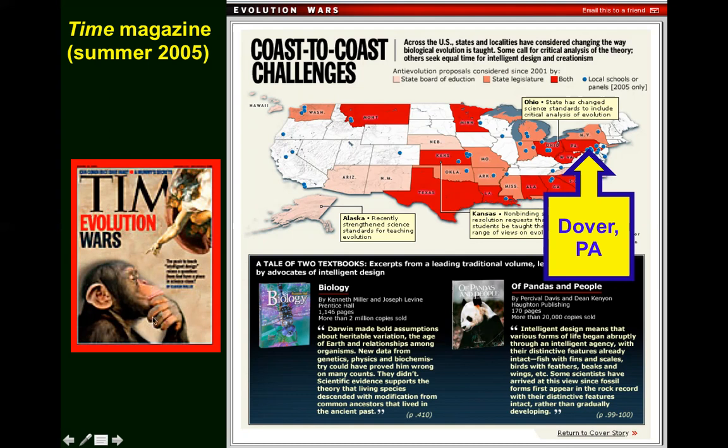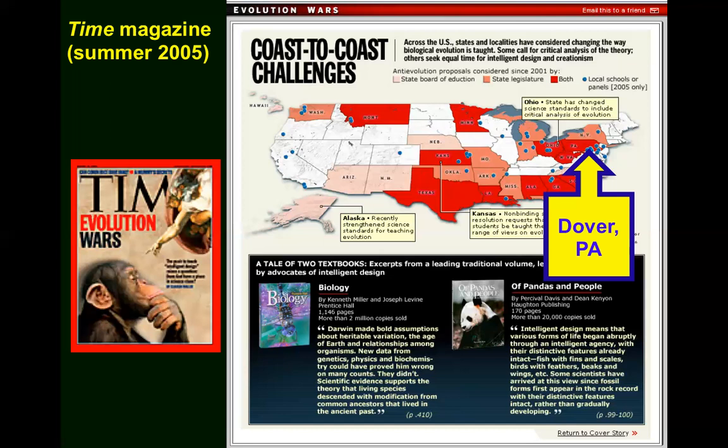This was Time magazine. It got on the cover of Time, the evolution wars. Here, all of these states that are colored in were having fights about teaching evolution. The blue dots were local school districts that were having fights about teaching evolution. And this Pandas and People textbook was the pro-intelligent design book that was being pushed in the schools. And here's the quote: intelligent design means the various forms of life begin abruptly through an intelligent agency with their distinctive features already intact: fish with fins and scales, birds with feathers, beaks and wings, etc. All right, so that's what was being taught.